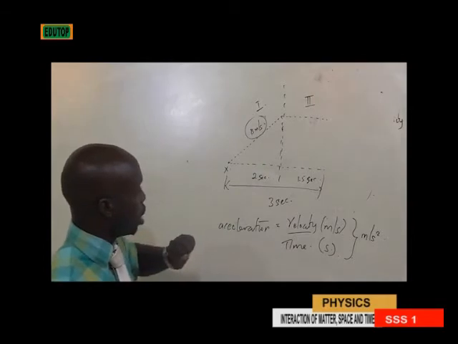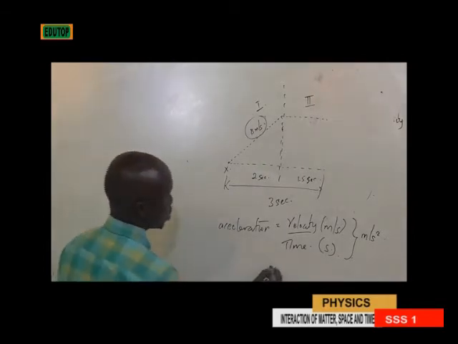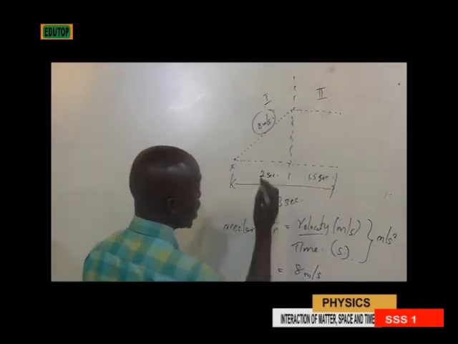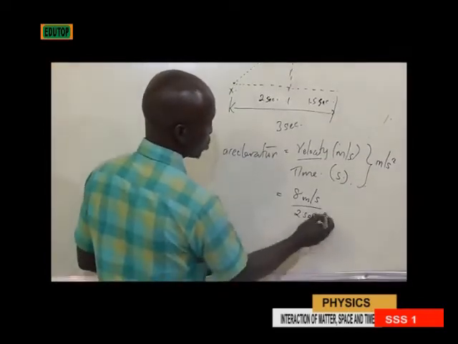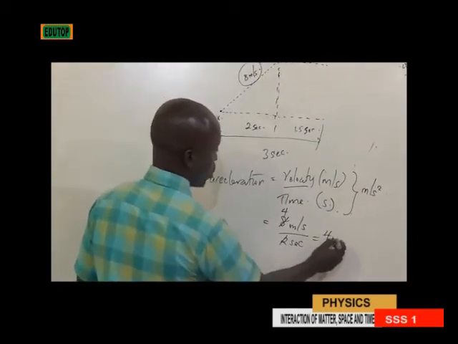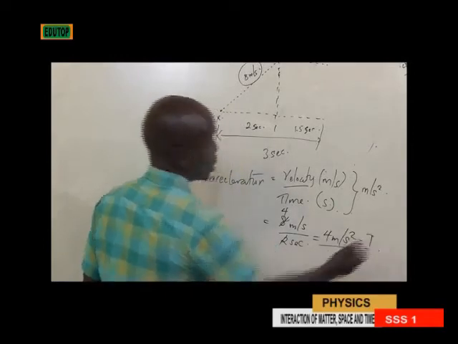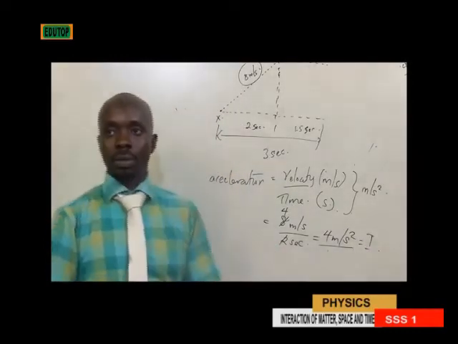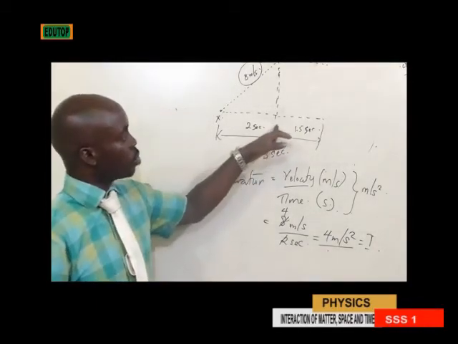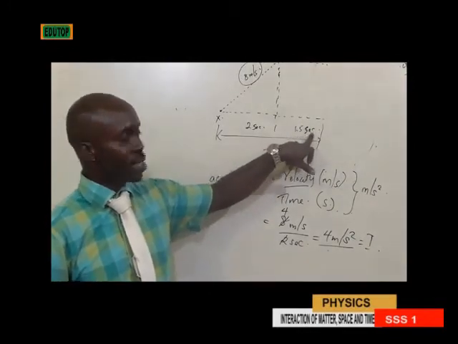Now the first parameter given there is what? 8, which is your velocity, 8 meters per second, and your time given is what? 2 seconds. So if you divide all through, you have your 4. So your acceleration here is what? 4 meters per second squared for stage I.